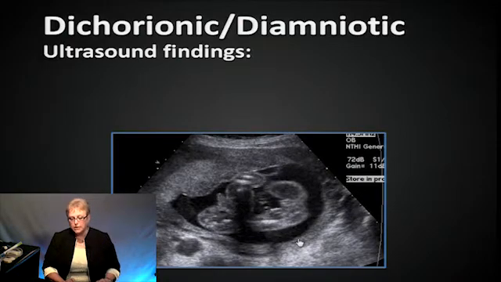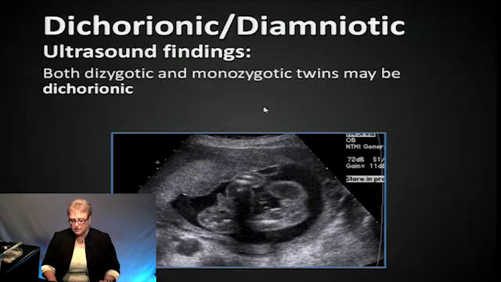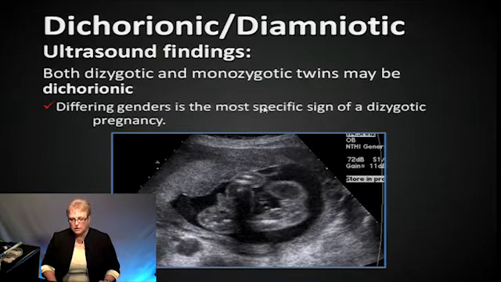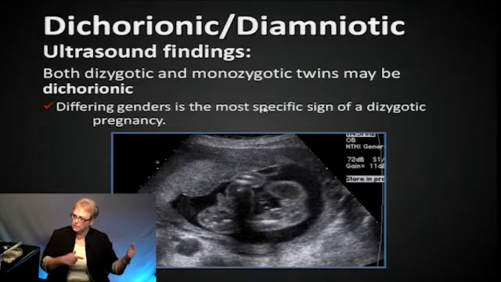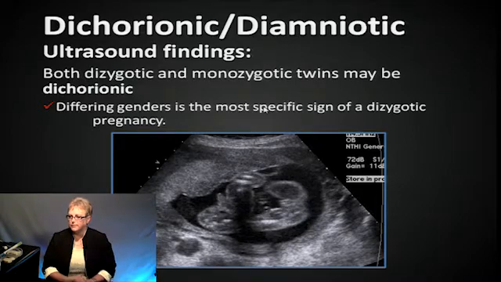And the other way you can tell they're dichorionic diamniotic is if they're different genders. I mean, if they're monochorionic, they're going to be the same gender. So if you're having a hard time looking for the membrane, go look at the genders. If they're one of each, then you know that they're dichorionic.